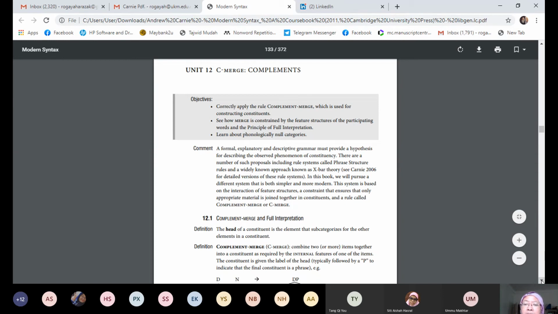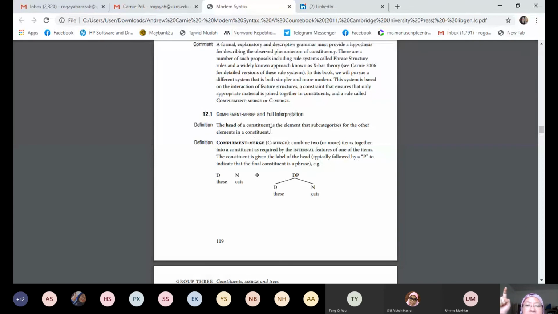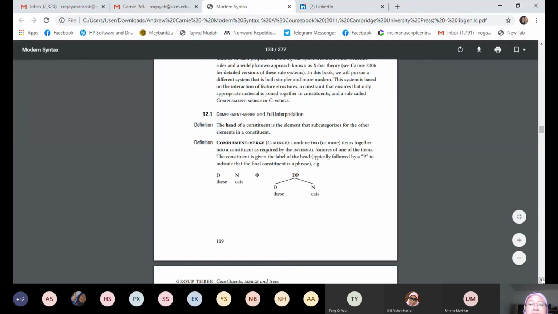Alright. And then they go straight into complement, merge. So this is the definition. The head of a constituent is the element that subcategorizes for the other elements in a constituent. And this is the internal requirement from just now. The requirement for the internal is specified under the definition of a head, that a head can choose which element can occur by subcategorizing the features. And then they merge. If it matches, they merge.